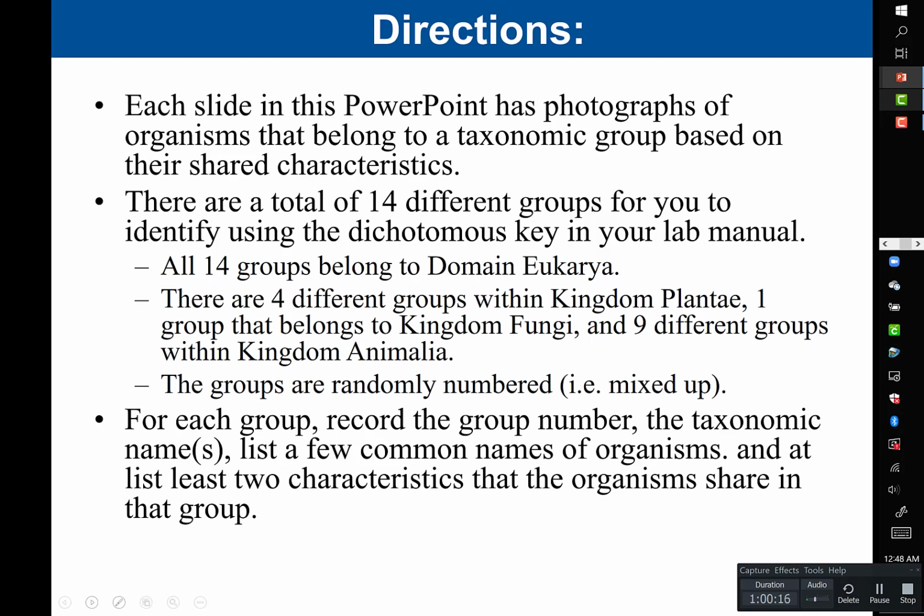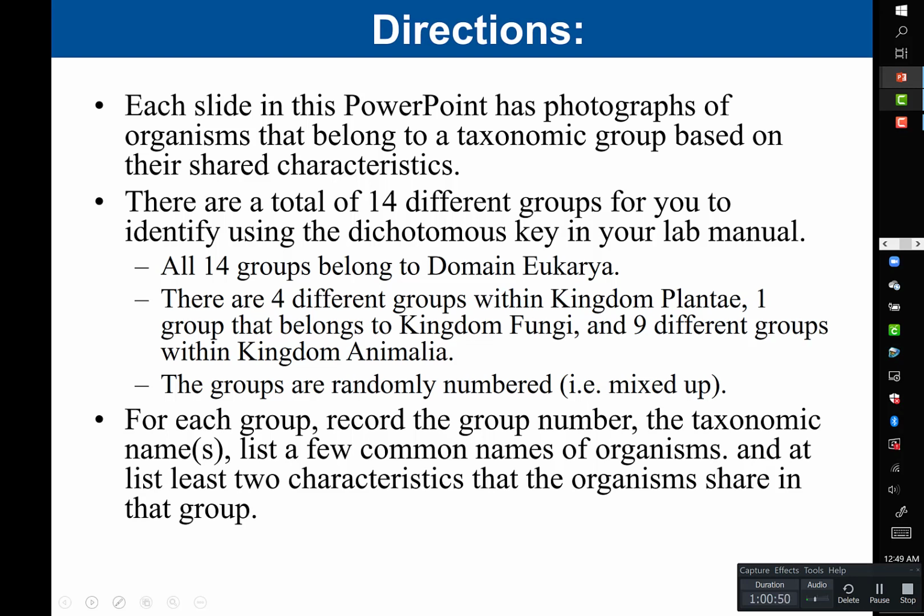So what you're going to do is, each slide in the PowerPoint has photographs of organisms that belong to a taxonomic group based on their shared characteristics, meaning that they're classified by some particular characteristic. There are a total of 14 different groups for you to identify using the dichotomous key in your lab manual. The dichotomous key can be found on page 5.